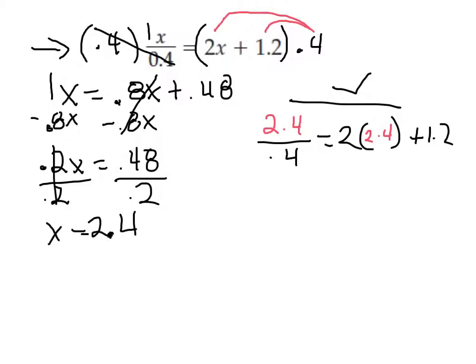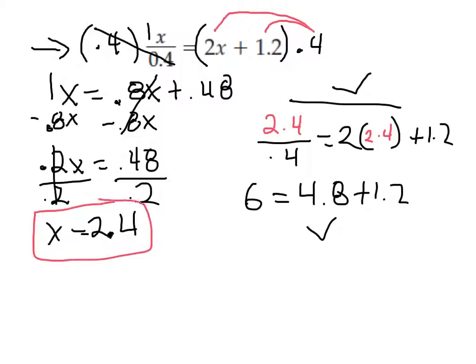Alright, now I'm going to check my solution. I am going to plug in 2.4 because that's what I think the x is equal to, for all the x's. Now I'm going to plug and chug. I'm going to go ahead and solve the left-hand side. On the left-hand side, 2.4 divided by 0.4 is 6. Then I'm going to go ahead and get rid of the parentheses, or simplify the right side. I get 4.8 plus 1.2, and that does equal 6. So that means 2.4 is the solution for x.